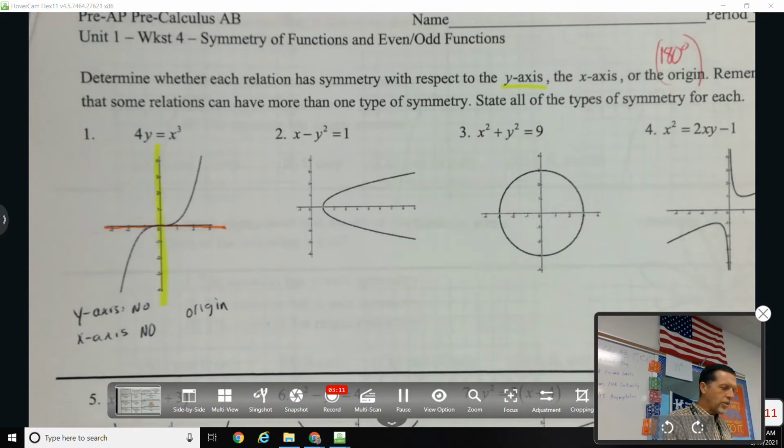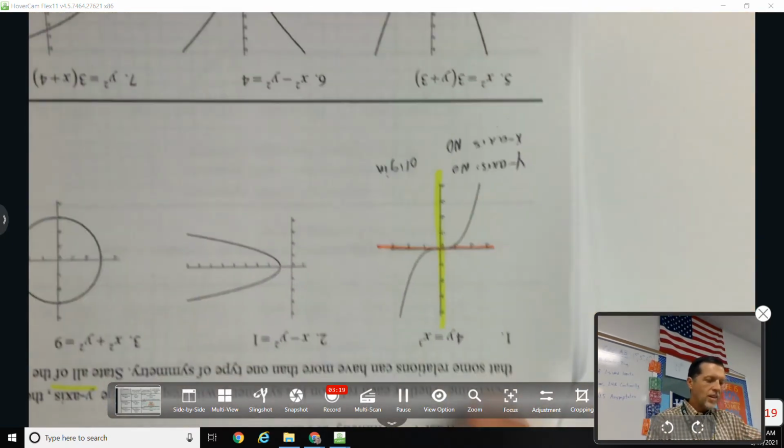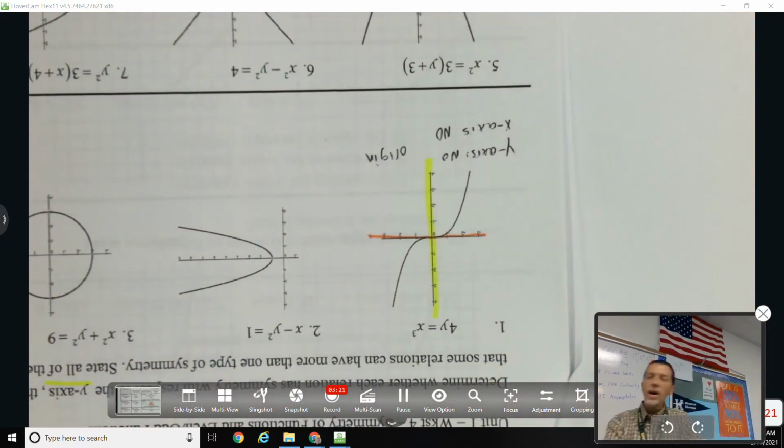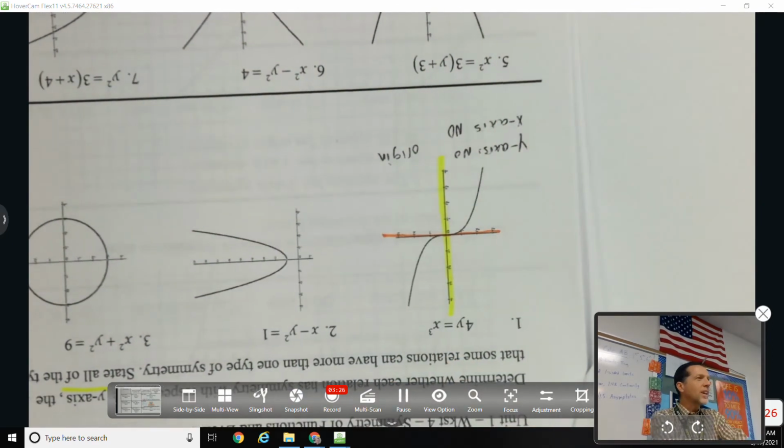Origin, I don't know how to do a color on this. But here's one way to do it. Hold your paper, don't move your paper. I'm going to move my paper 180 degrees, upside down. Does my upside down graph on here match the graph that you're looking at that's not upside down? Yeah. So that means it has symmetry with the origin.